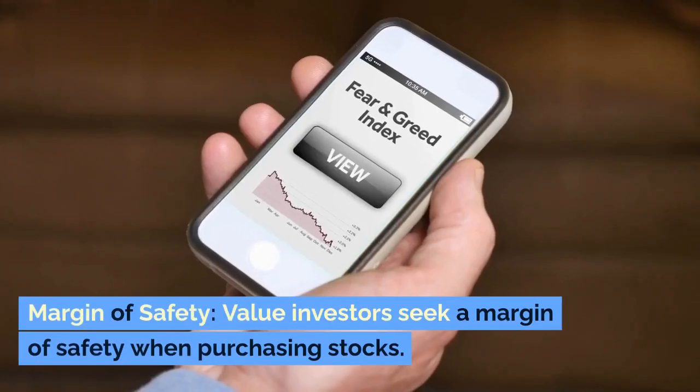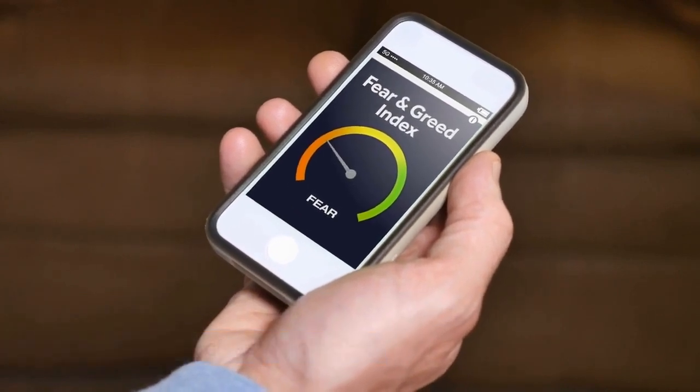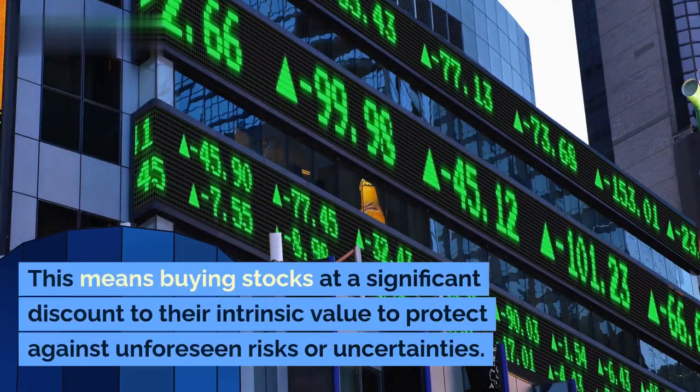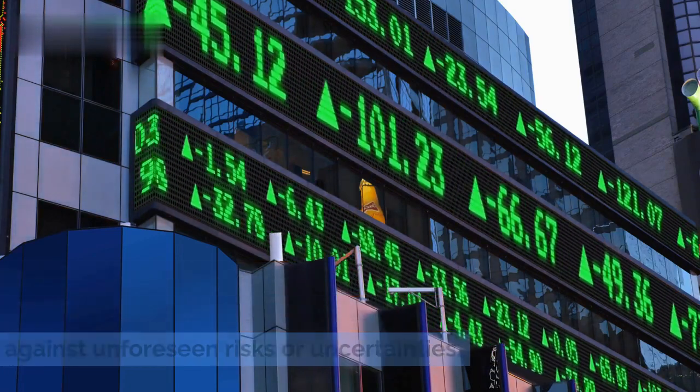2. Margin of safety. Value investors seek a margin of safety when purchasing stocks. This means buying stocks at a significant discount to their intrinsic value to protect against unforeseen risks or uncertainties.